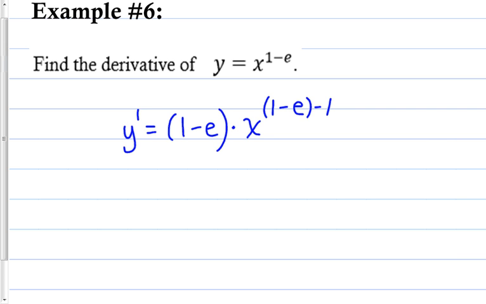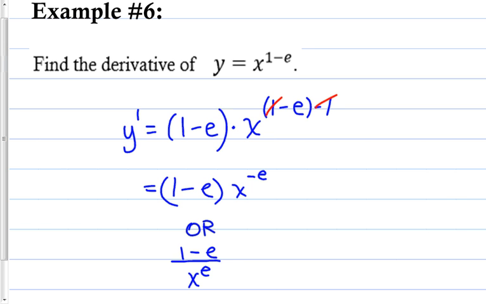And that's basically it. Okay, so 1 minus e, and then x. And as you can see, I have a 1 and a negative 1, so they cancel out. So I'm just left with negative e. And if you really wanted to, you could rewrite this as 1 minus e over x to the e to make the exponent positive. Same thing, same idea.